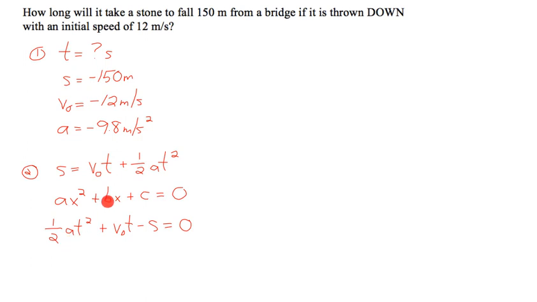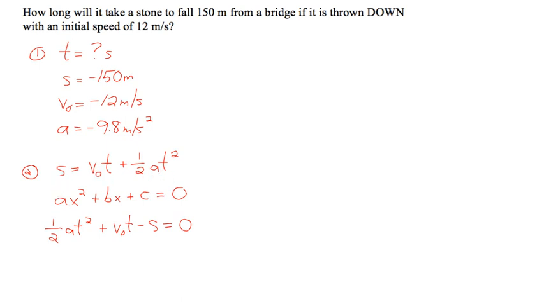I'm saying that my b is equal to VO, and my c will have to equal the minus s, because there's a plus in the standard form, so I have to include the minus as part of my value for s. And I want a formula now that has time solved in terms of VO, A, and S.